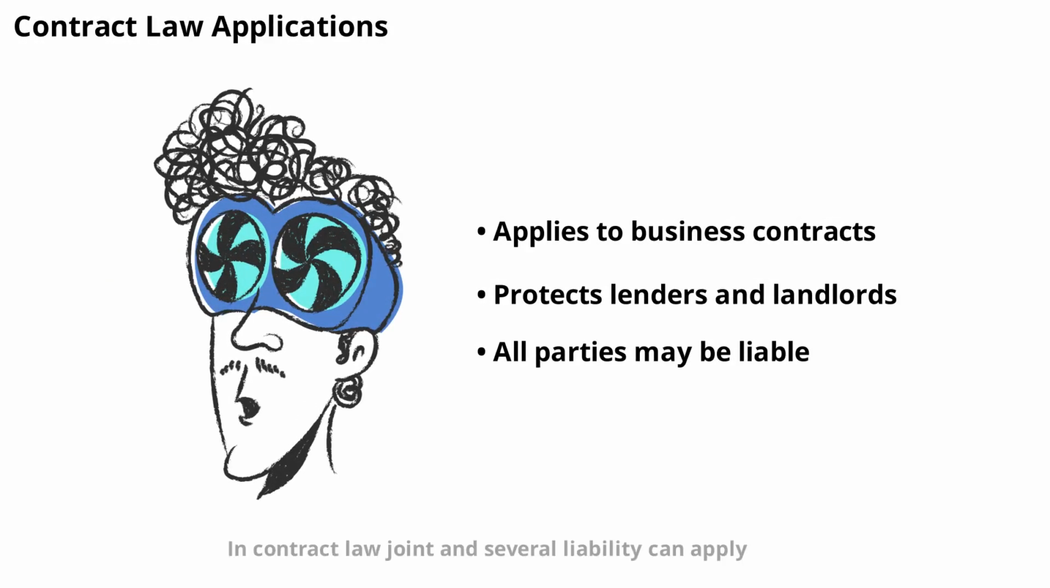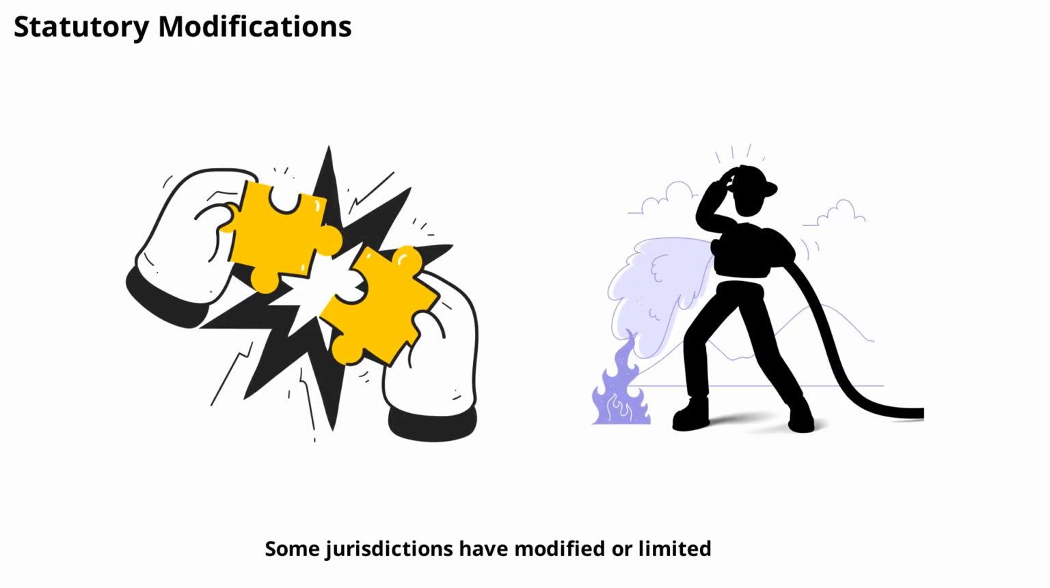In contract law, joint and several liability can apply when multiple parties sign a contract together. If one party defaults, the others may be required to fulfill the entire obligation. This is common in business loans, leases, and partnership agreements where lenders or landlords want to ensure they can recover what they are owed.